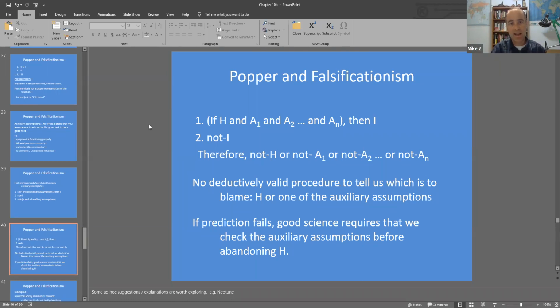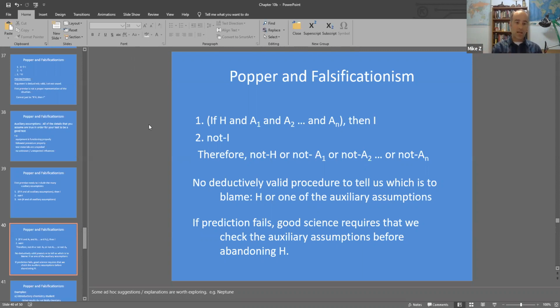Completely ad hoc, right? Just out of nowhere. You've got this evidence against your favorite theory, Newtonian theory, and so rather than just rejecting the theory, you come up with this brand new thing to try to explain away the evidence. Well, it turned out that this is a testable ad hoc suggestion.